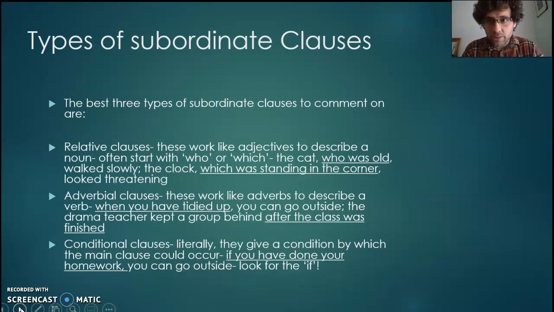There's three main types of subordinate clause that I think are very useful to talk about, and actually I think they're a lot easier to spot and discuss than you would think. So firstly, relative clauses work like adjectives. Okay, they describe a noun, and often they will start with who or which. So the cat, who was old, walked really slowly, or the clock, which was standing in the corner, looked threatening. Yeah, they work like an adjective.